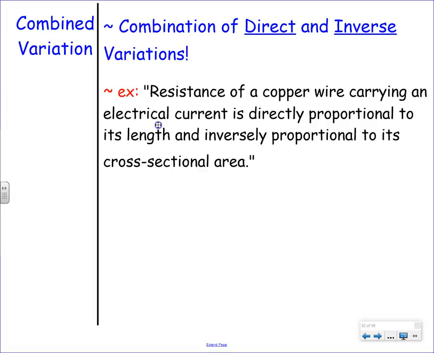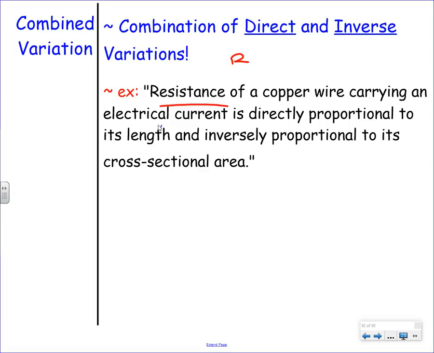Combined. Some sort of combination of direct and inverse. What I want you guys to do, instead of writing that whole paragraph, is to basically identify the players. Identify the key quantities in this problem. So what have you guys identified so far? Okay, so resistance is a good one. So resistance, you could have written that down and then probably called it R, and that covers all of that, right? R is going to be the resistance of a copper wire. Wait, isn't it way more than that? Yeah. It's like the whole thing. R stands for the resistance of a copper wire carrying an electrical current. Okay, so that's all just R.